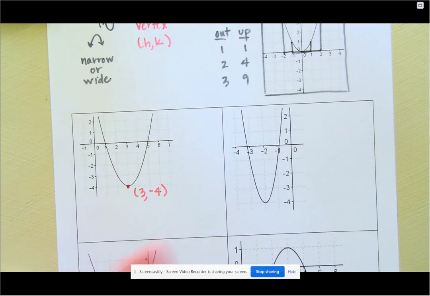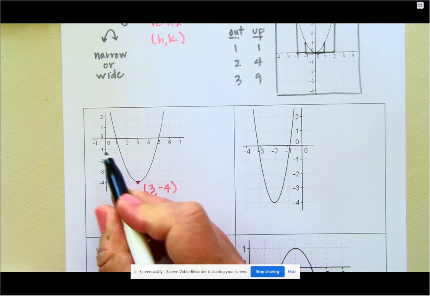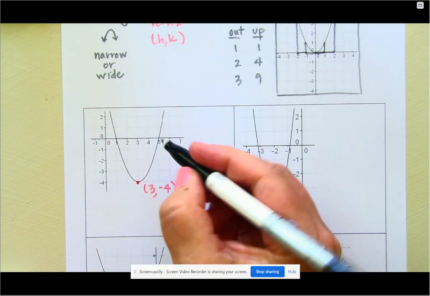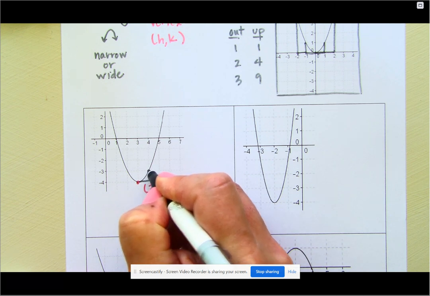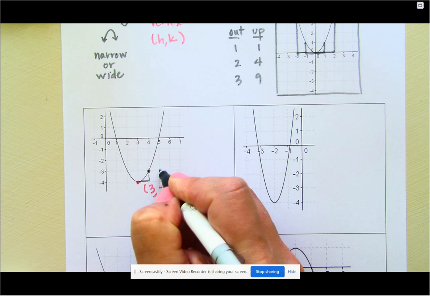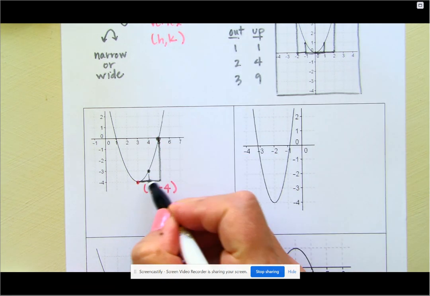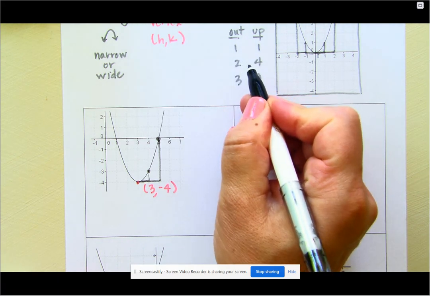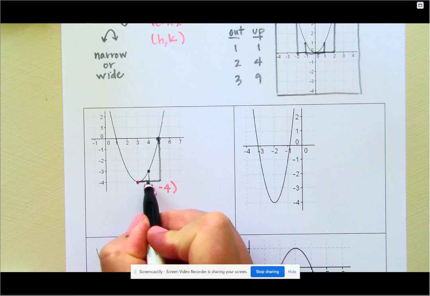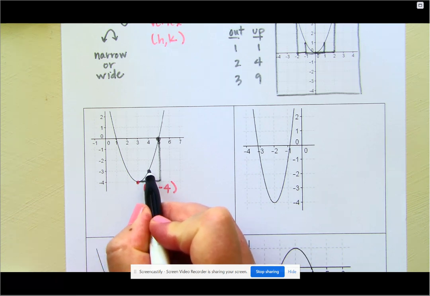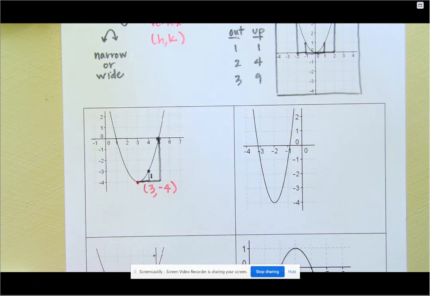The a value, what we're going to do is from the vertex, see how this U shape was created. First look at your scale. This is good, it's going by ones. So this parabola was built by going out 1, up 1. Out 2, up 4. That's what I like to call normal width of a parabola, or an a value of 1. You can also just say, if you go out 1 from the vertex, how much do you have to go up to hit the graph? 1. That number in quadratics is your a value.